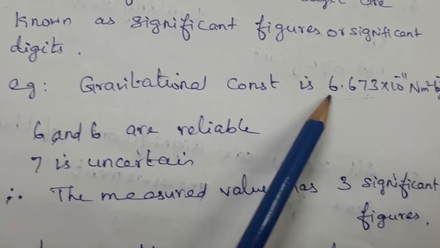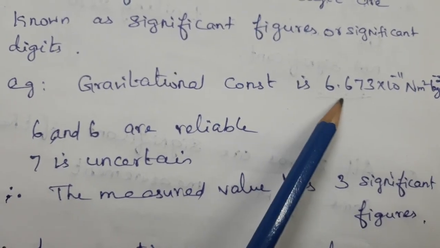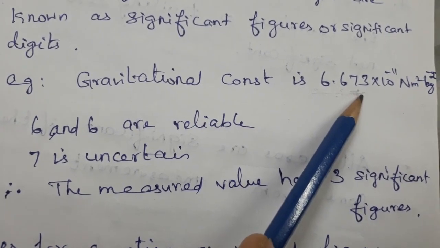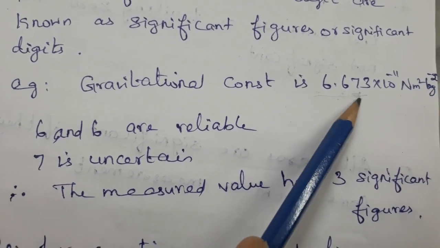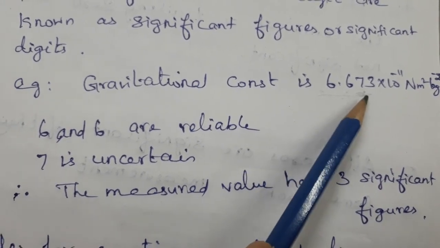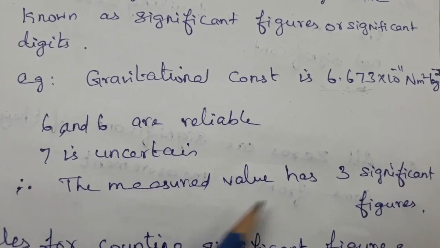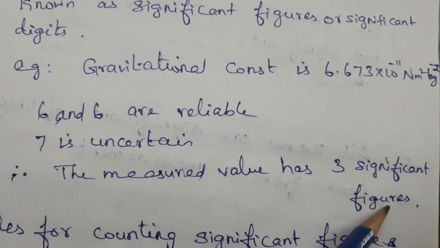The digits which are known reliably plus the first uncertain digit are known as significant figures. So here 6, 6, 7. These three digits are significant figures. So the measured value has three significant figures.